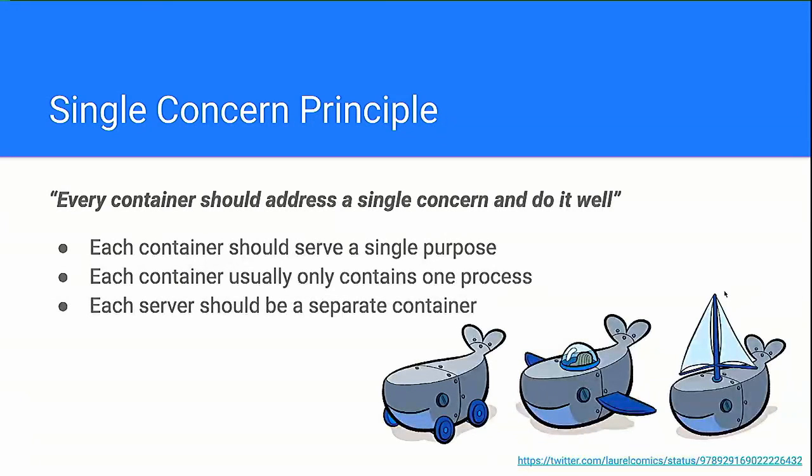All right, so the first one is the single concern principle, also known as, by me at least, the one thing principle. It says every container should address a single concern and do it well. So the mentality here is that each container should serve a single purpose. And usually this is done by having each container only contain one process, one executable. And that means that each server that's running as part of an application will need to be in its own container. Let's look at an example.